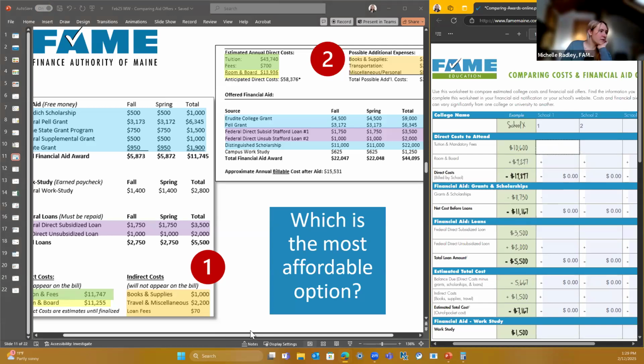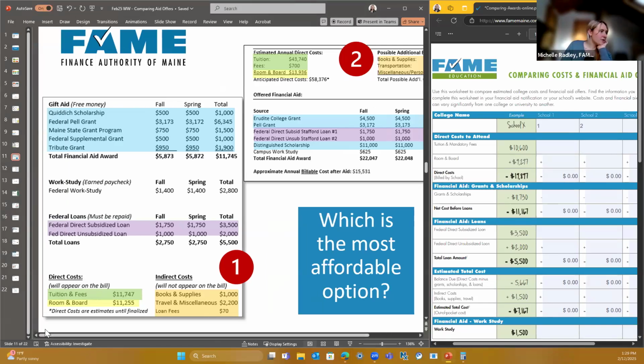So in the instance of this one, they do not have it broken out for school 1. So you can see that the tuition and fees are $11,747. So I can just type that in there. And you can see that it auto-populated right there, which is wonderful.